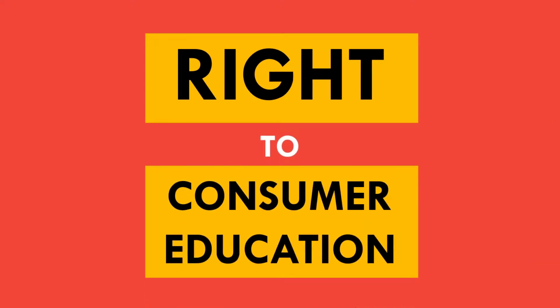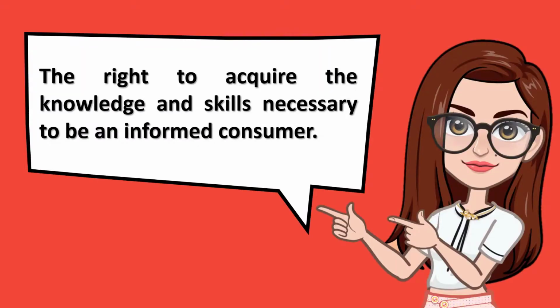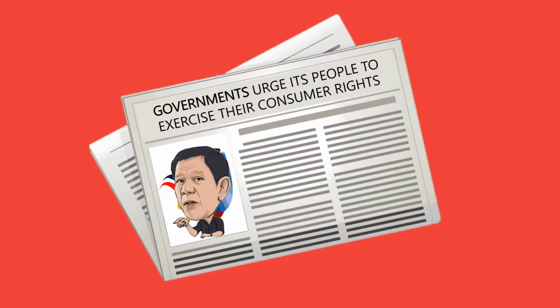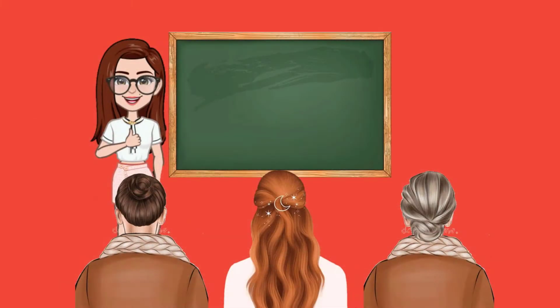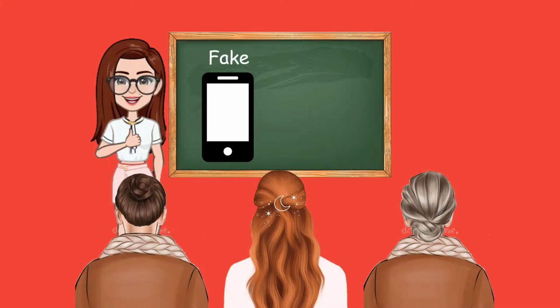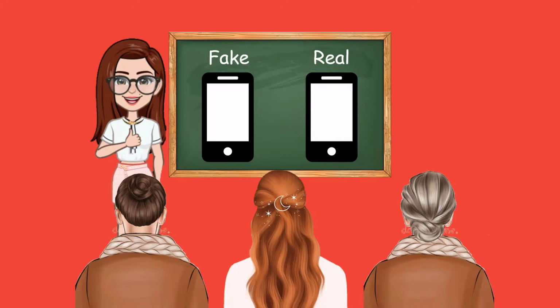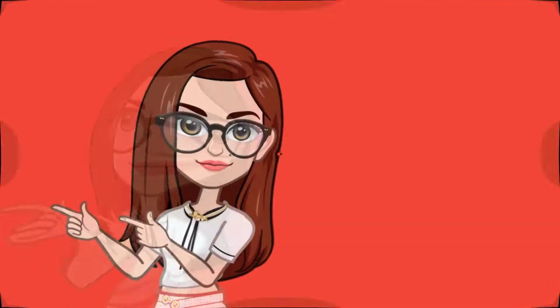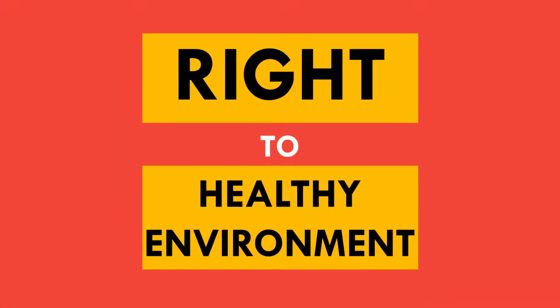The right to consumer education. The seventh consumer right is the right to consumer education, which is the right to acquire the knowledge and skills necessary to be an informed consumer. The government encourages consumers to exercise their consumer rights. The bodies responsible for educating consumers are expected to educate and inform us about our rights and the reliefs available to us.